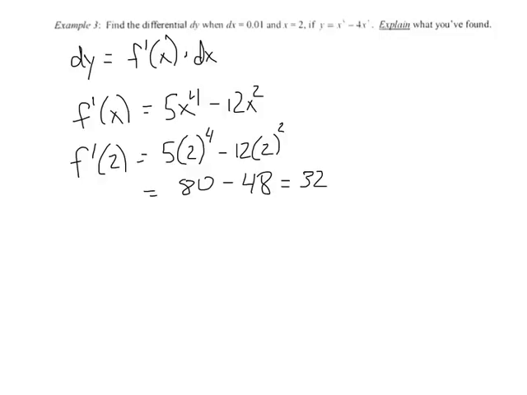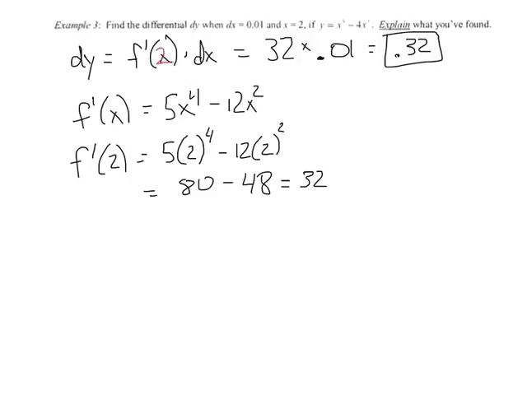So going back up to the top, remember this is what we're going to look for. Really what this formula would be saying is instead of f prime of x, we're going to be looking at f prime of 2. But from there, f prime of 2 we found out was 32. The dx they tell us is 0.01. And so that would get us an answer of 0.32. Okay, so now we get our answer. What does it mean?